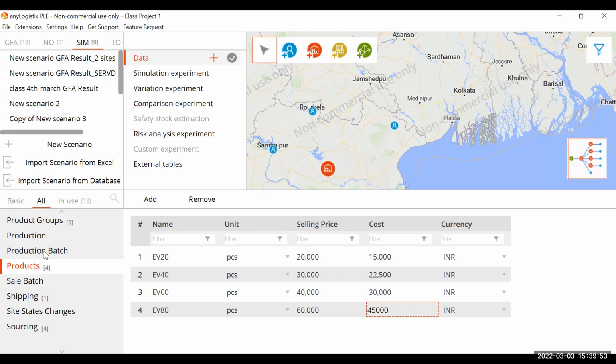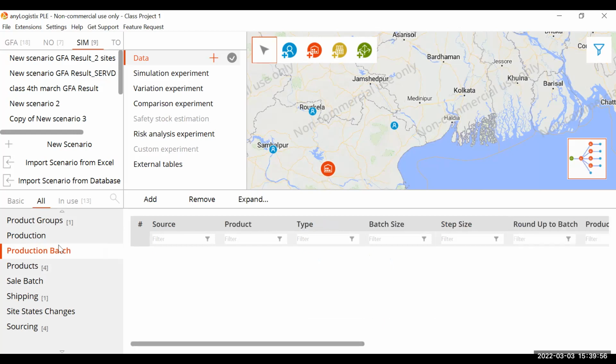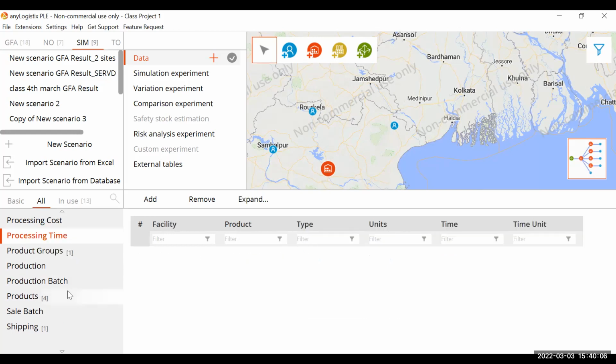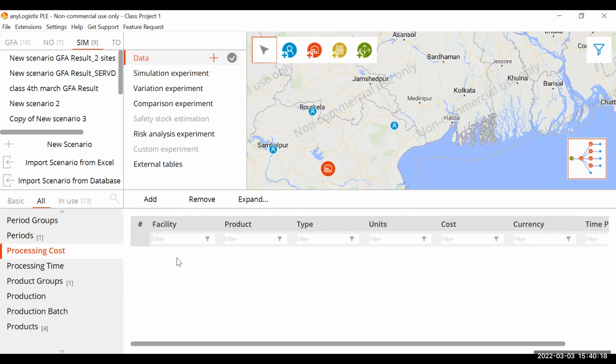So if you see production batch right now, we have not discussed it because we have not included a factory. Production is also not required right now, which we will add after one or two classes. Product groups I have added. Processing time in the facility we have not added. That is something very important, right? It is not that the truck comes and the processing happens, right? It will take time. There is a waiting time, right? That I have not added so far. Processing cost is something again I have to add.